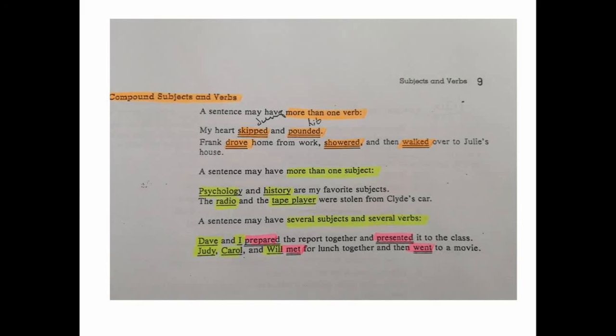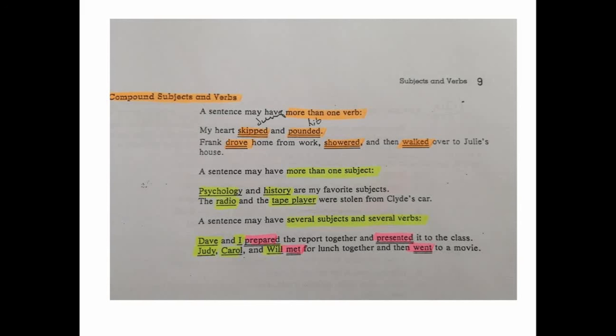Like Sarah and Mary enjoyed the party. So who enjoyed the party? Not one person, but two persons, Sarah and Mary. So when I have two subjects, I call it a compound subject. Psychology and history are my favorite subjects. So what are my favorite subjects? The answer is psychology and history. Therefore, that's what I call a compound subject.